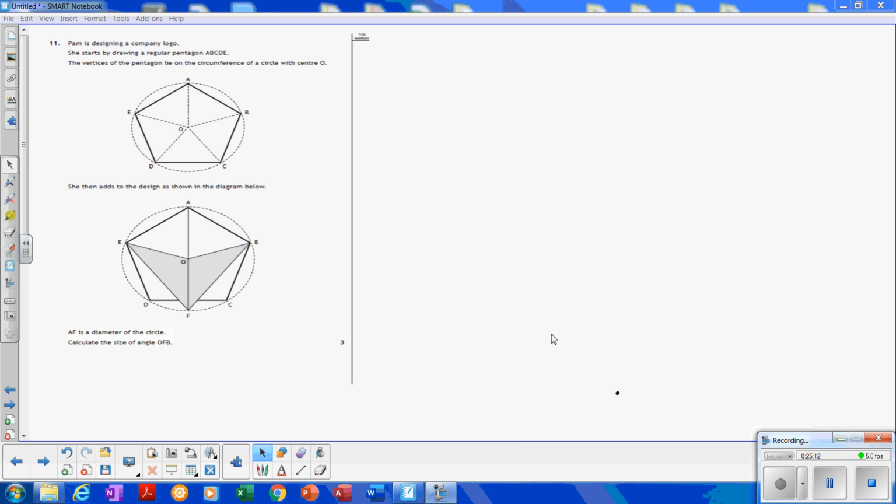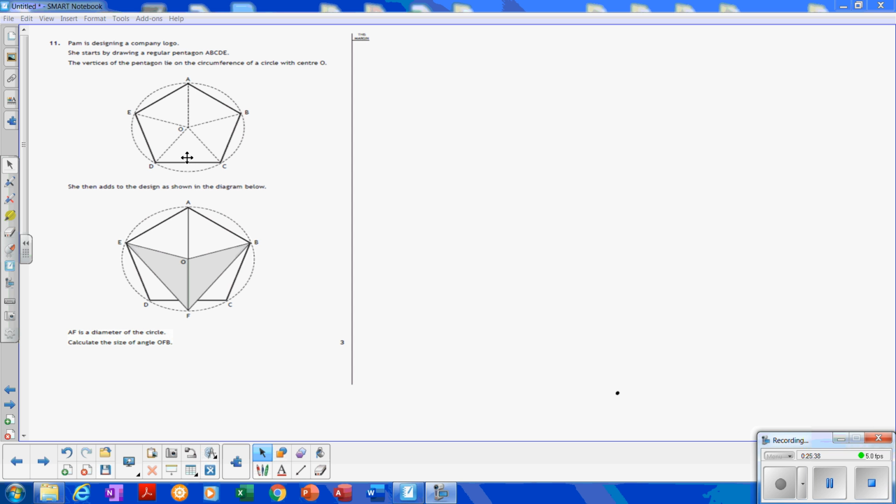It says Pam is designing a company logo. She starts by drawing a regular pentagon. The vertices of the pentagon lie on the circumference of the circle with centre O. Now, this question looks complicated, so you take it one step at a time. It says she then adds to the design, so she's adding this part here, and AF is the diameter of the circle, so AF is that part going right the way down there.